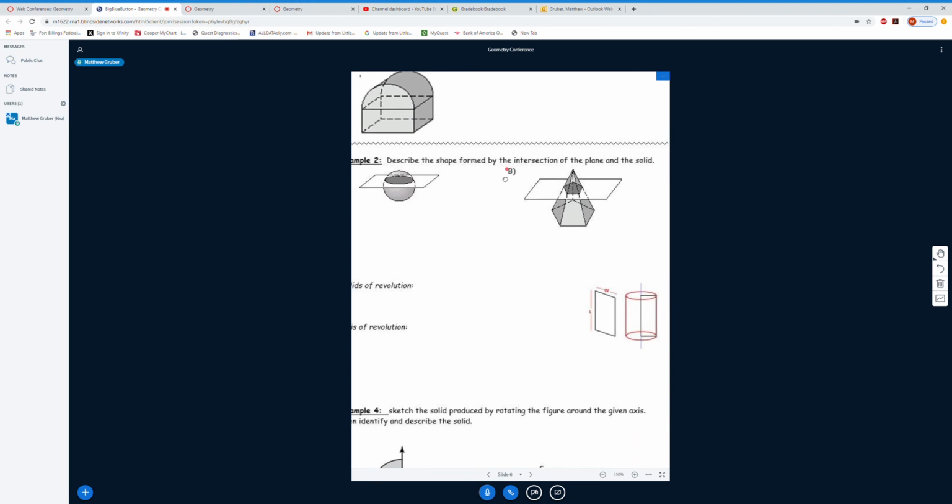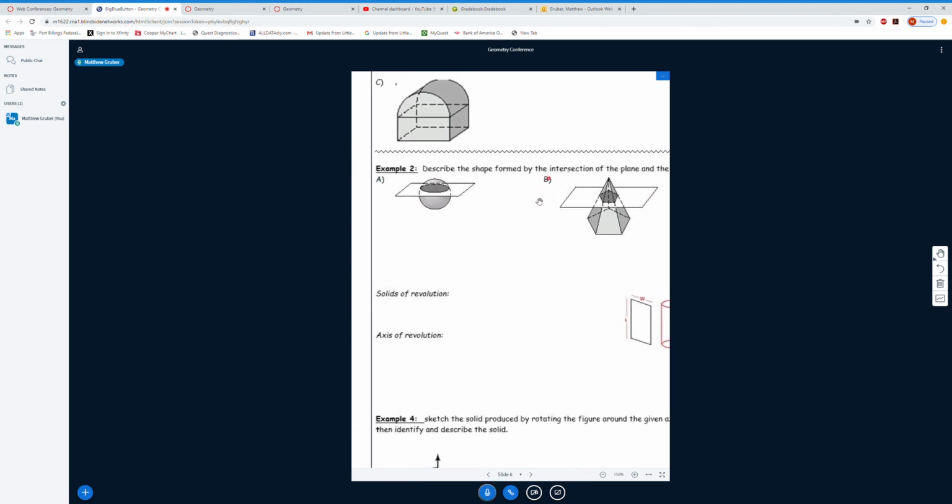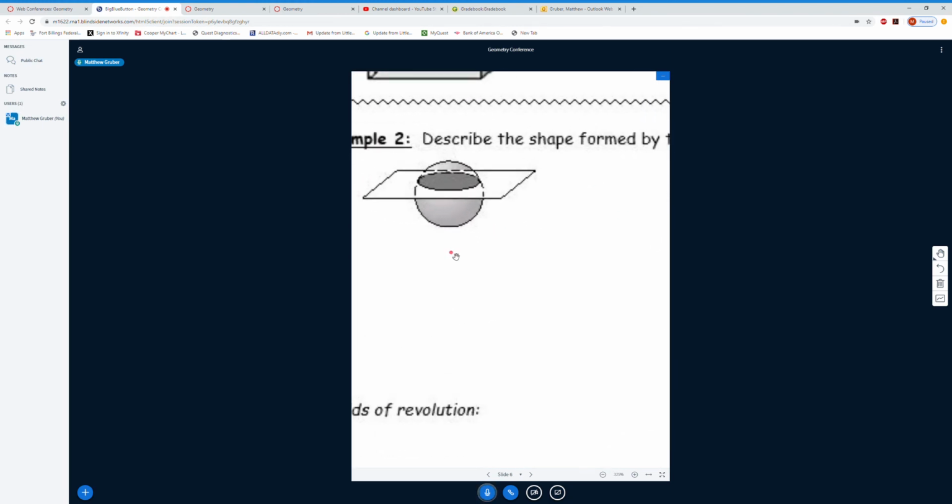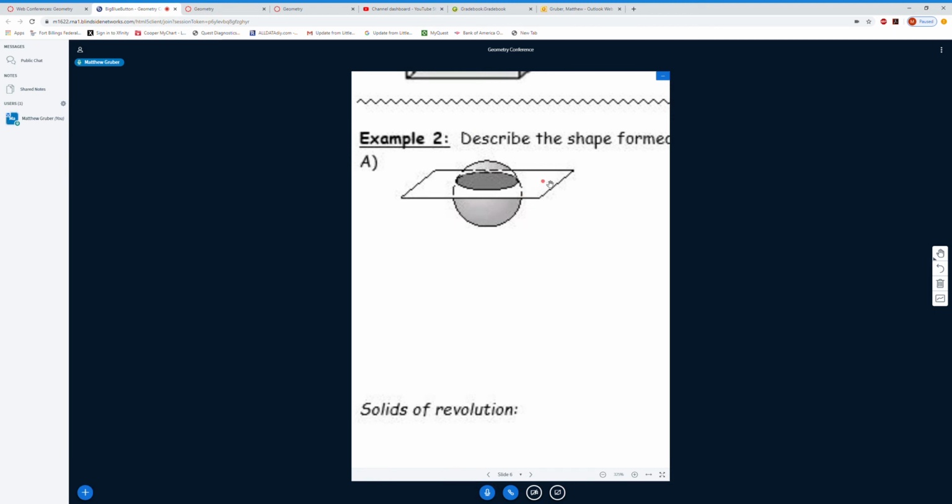Describe the shape formed by the intersection of a plane and a solid. So this is a cross section. If we have a sphere and we take a cross section of it, what shape does it form? It's a circle. My handwriting is gorgeous.